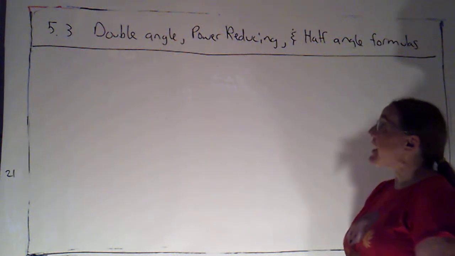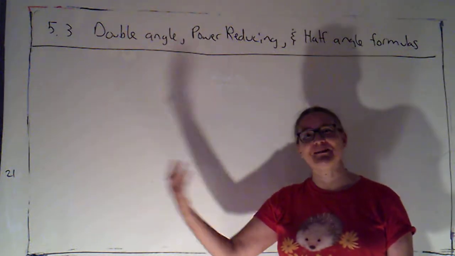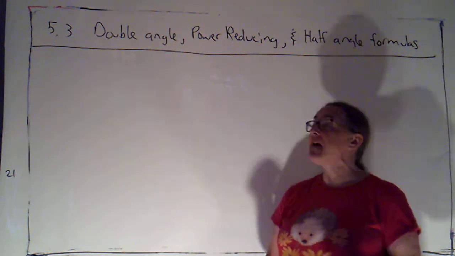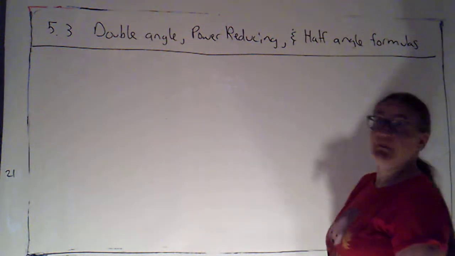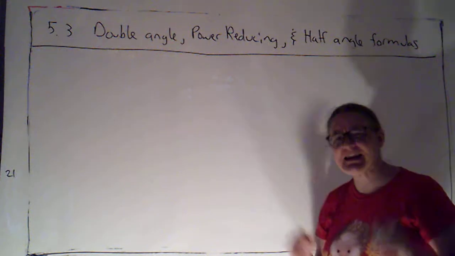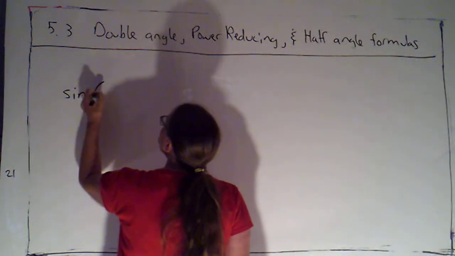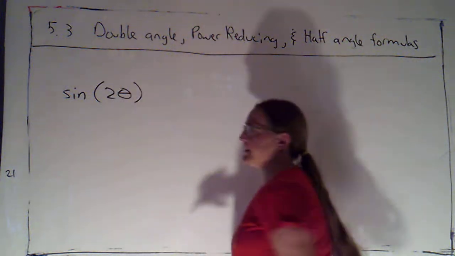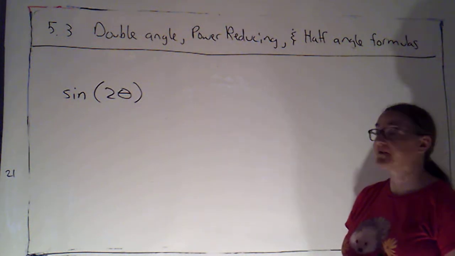Okay. Basically, the double angle formulas are going to come to us from the sum formulas that we learned last section. And then these other formulas are just basically manipulating and moving around the double angle formulas. Okay, so let's see how that works. Let's suppose I wanted to find sine of 2 theta. We're going to have a formula for that. We're going to call that the double angle formula for sine.